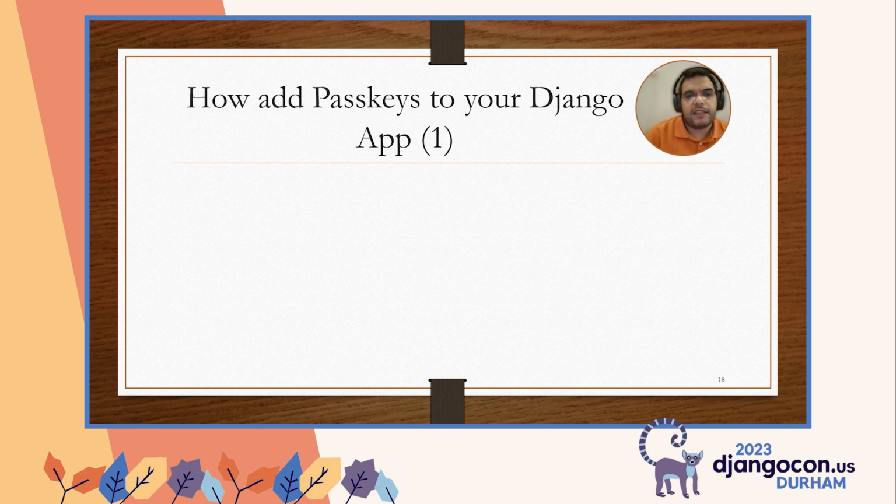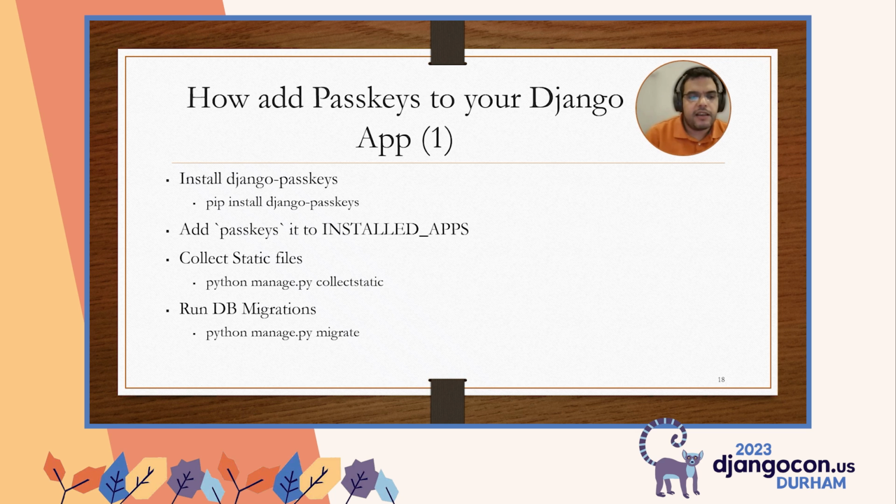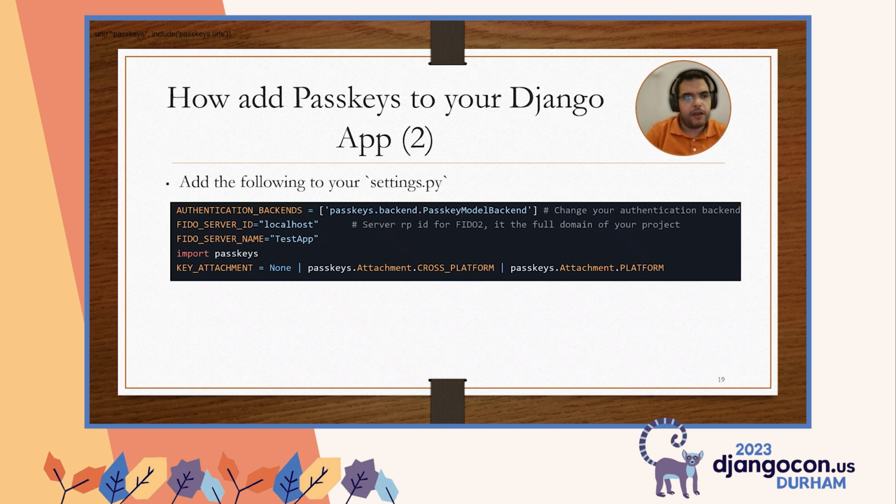So how to add passkeys to your Django app? First, you need to install it using pip install django-passkeys. Then you add passkeys to your installed apps, collect the static files, then do the database migrations. Then you need to add the settings. You need to modify your authentication backend to be passkeys.backend.PasskeyModelBackend.